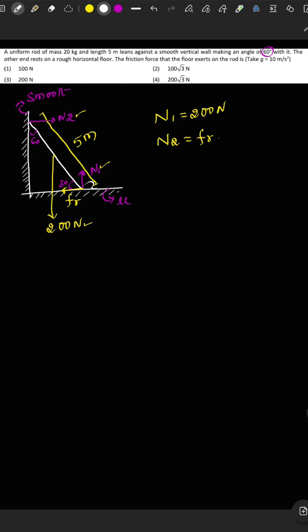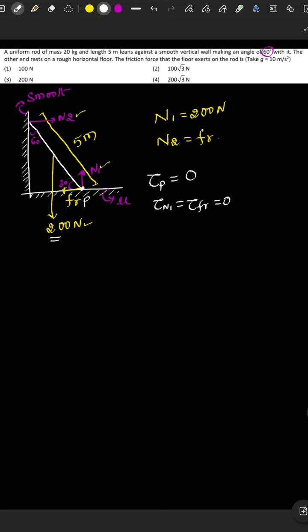Now let us write torque. Let us take torque about point P. That must be equal to 0 because the body is in rotational equilibrium. When I take torque, the torque provided by N1 and the torque provided by friction should be equal to 0 because both forces are passing through the same point.